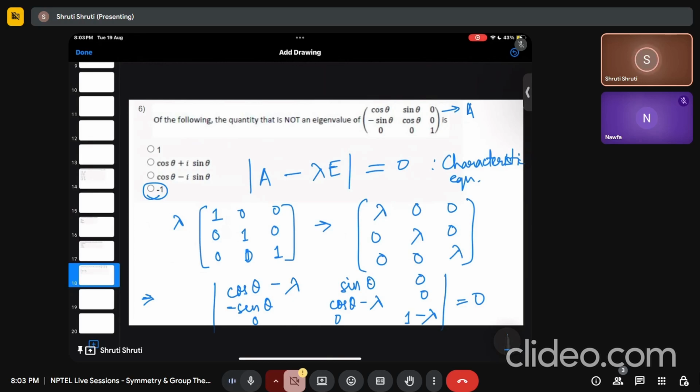So this is the general way we solve for eigenvalues. Yes, ma'am.